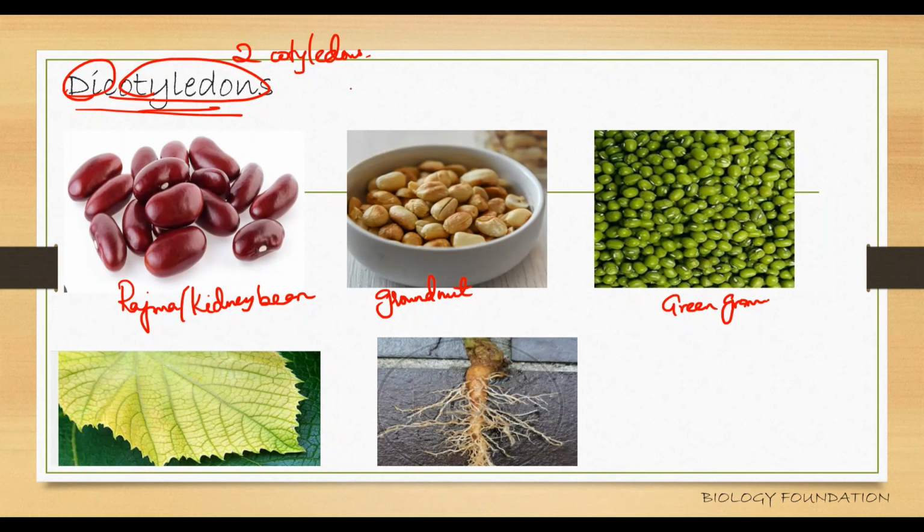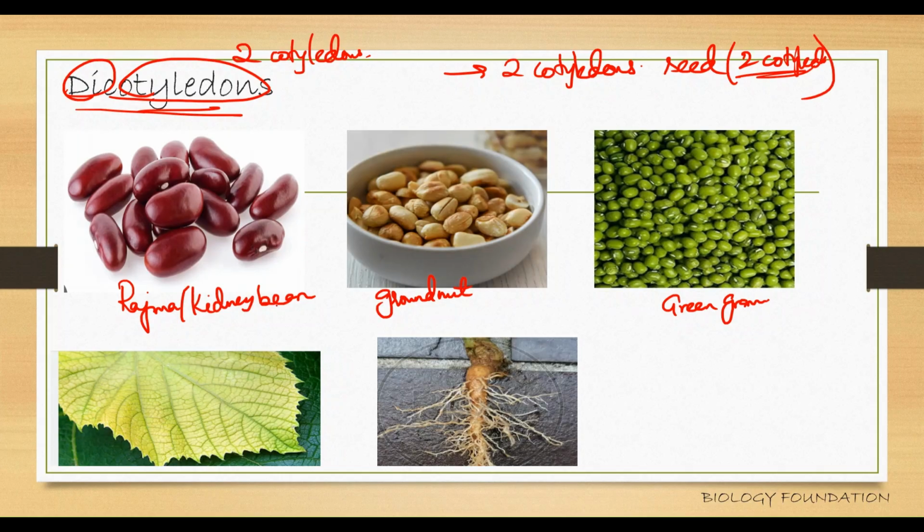So, angiosperms which have two cotyledons around the seed are said to be dicots. Okay, what are dicots? These are the angiosperms where the seed is surrounded by two cotyledons.